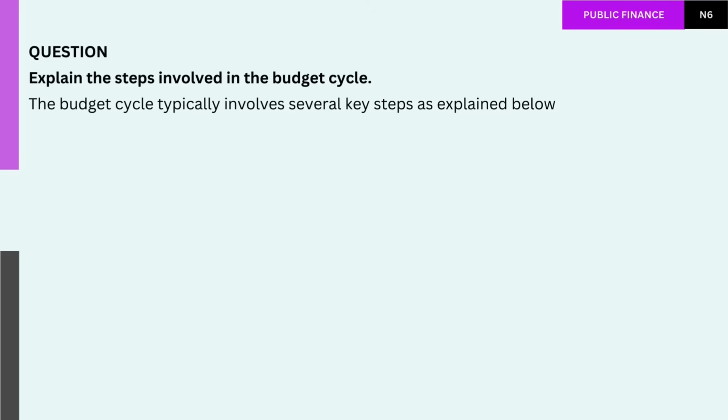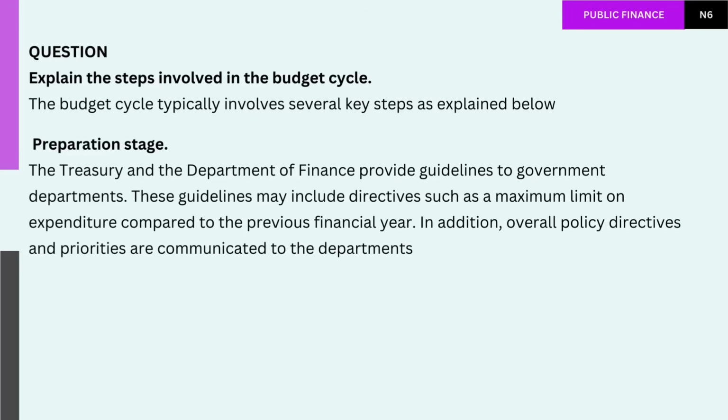Question. Explain the steps involved in the budget cycle. The budget cycle typically involves several key steps as explained below. 1. Preparation stage. The Treasury and the Department of Finance provide guidelines to government departments. These guidelines may include directives, such as a maximum limit on expenditure compared to the previous financial year. In addition, overall policy directives and priorities are communicated to the departments.